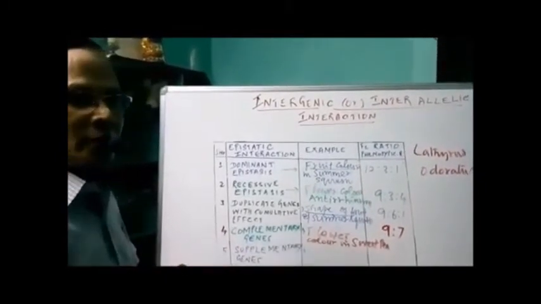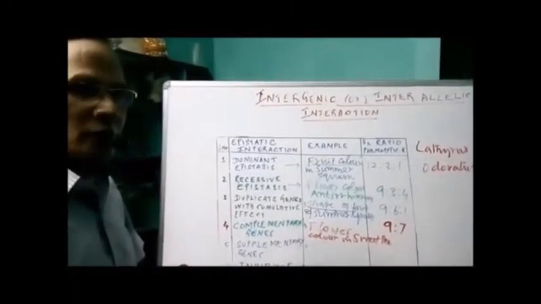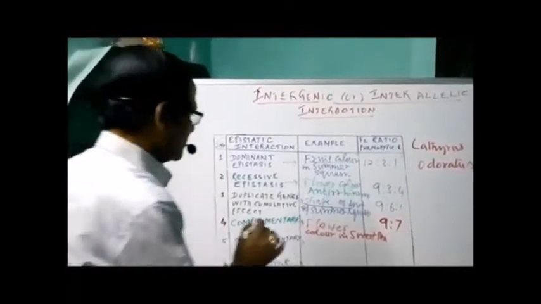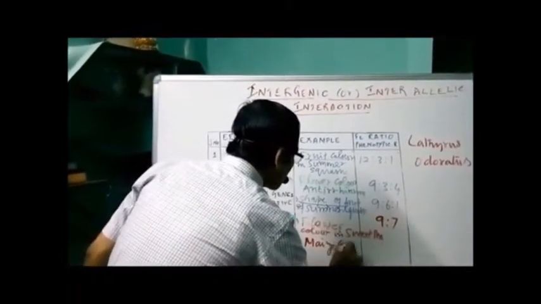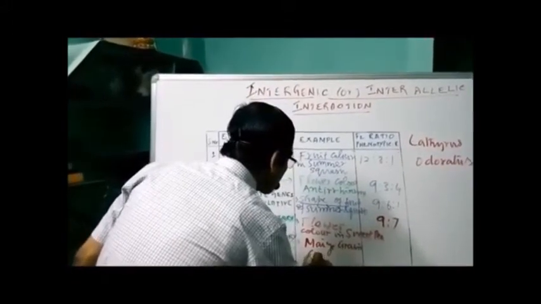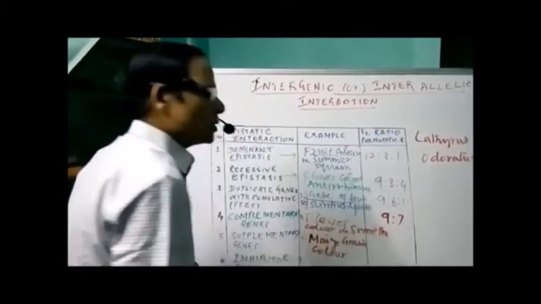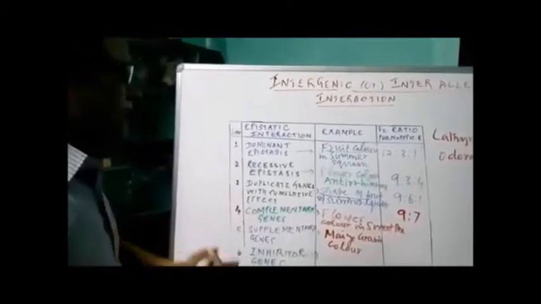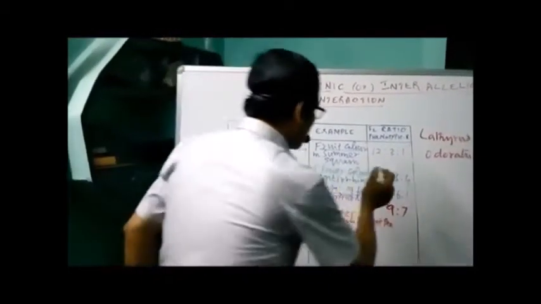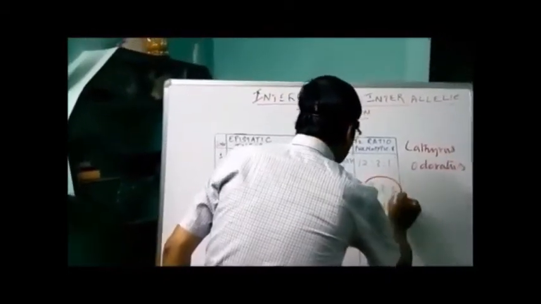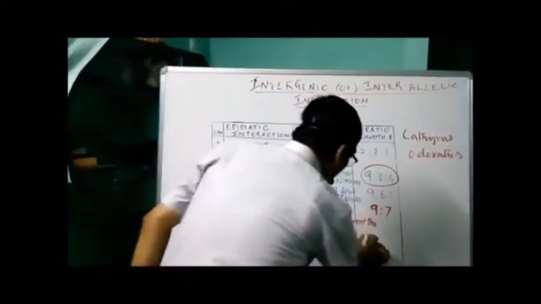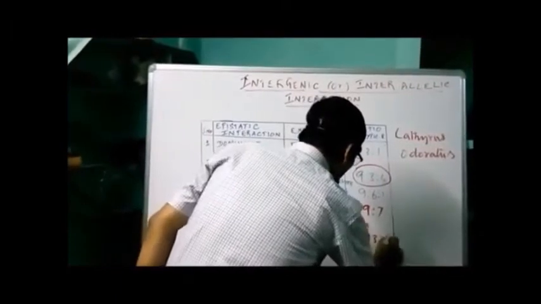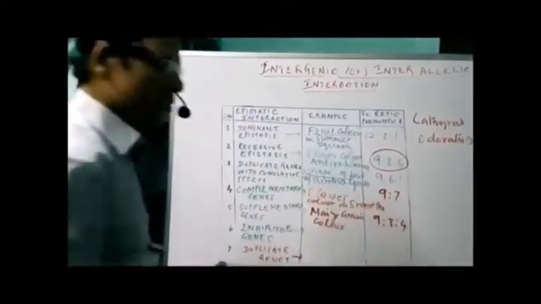In the case of supplementary genes, we are taking the grain color in maize. The ratio is the same as what we get in recessive epistasis, 9:3:4. Now the inhibitor genes.